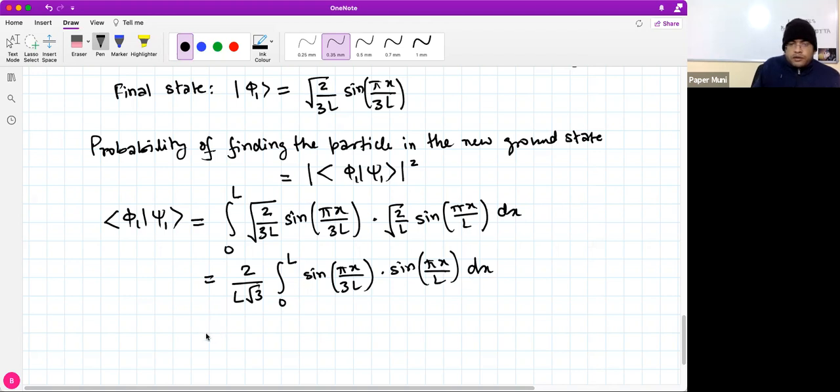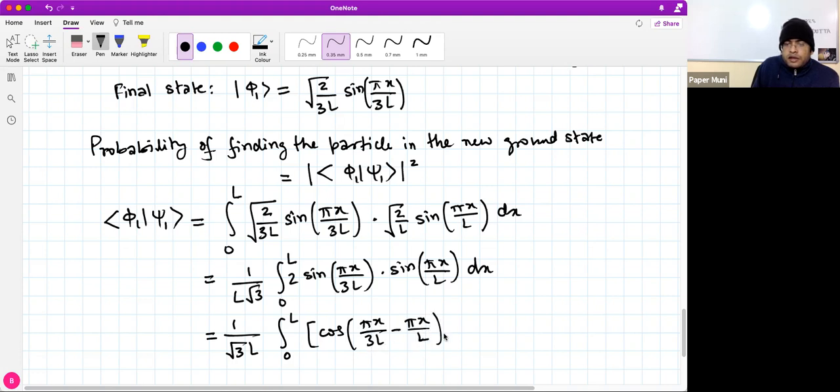To integrate this, let's use the 2 inside and convert the product into a superposition of two functions. We can write 2 sine A sine B as cos of (A minus B) minus cos of (A plus B). So this is cos of (pi x by 3L minus pi x by L) minus cos of (pi x by 3L plus pi x by L), dx.